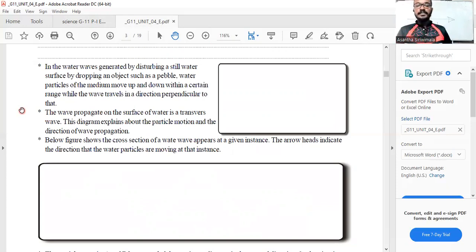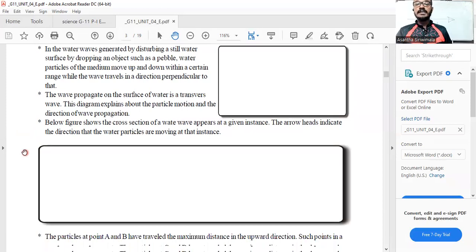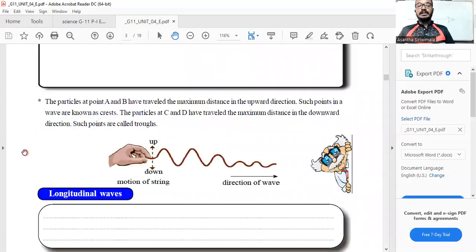So the first diagram. The figure below shows the cross section of a water wave at a given instant. The arrowheads indicate the direction that the water particles are moving at that instant. The particles at points A and B have traveled the maximum distance in the upward direction. Such points in a wave are known as crests. The particles at C and D have traveled the maximum distance in the downward direction. Such points are called troughs.